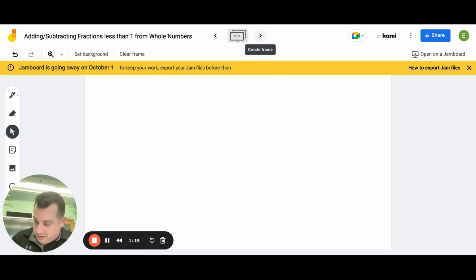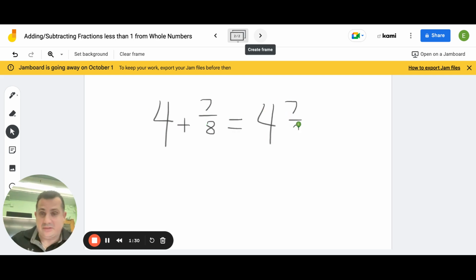So once again, if we're sitting here and I have 4 plus 7/8, what do you get? 4 and 7/8, right? It's greater than 4, it's less than 5, all right? So it's pretty simple, especially when you're adding a number that's less than 1 to a whole number. It's pretty simple, just like that, okay?